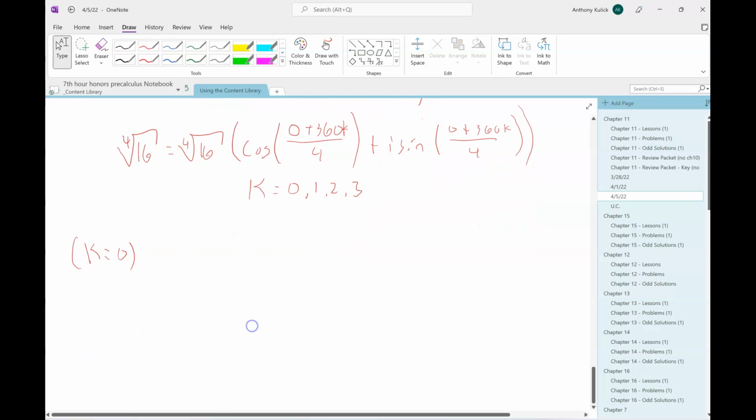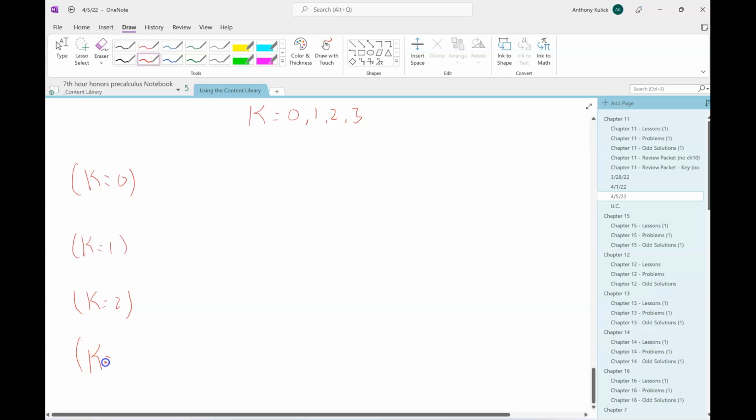So we're going to have 4 answers, right? So when k equals 0, I have the 4th root of 16, that's just 2, times cosine 0 plus i sine 0. Cosine of 0 is 1. Sine of 0 is 0. So this just becomes 2. There's the first answer.